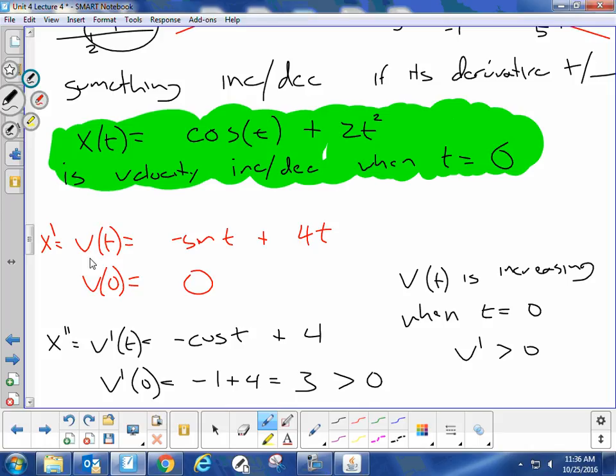Okay, this tells me what my velocity is, but it doesn't tell me if my values are going up or down. That's the whole part of increasing or decreasing. Are your values going up or down? Okay, so keep that in mind. When something is increasing or decreasing, its derivative is positive or negative.